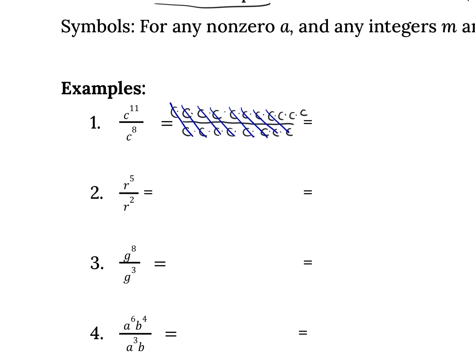We'll talk about what it means if it's on the top that runs out first. But here I have the bottom running out, and so how many do I have left? I got 3. And so final answer is going to be a c to the 3rd. And if you think about this math, right, I would have 11 minus 8, aka gets me that 3. Okay, so when we see this, you are going to subtract their exponents.